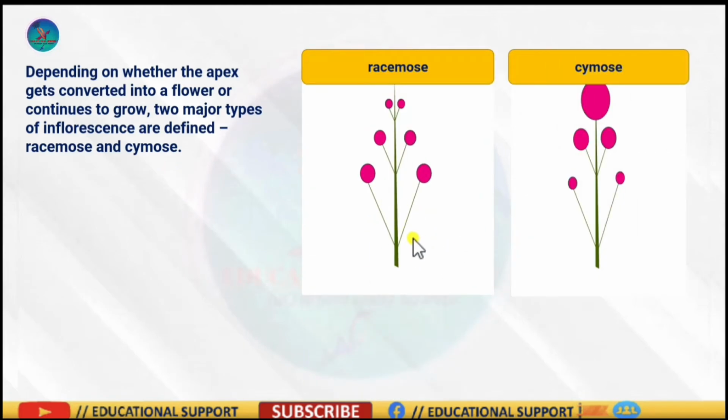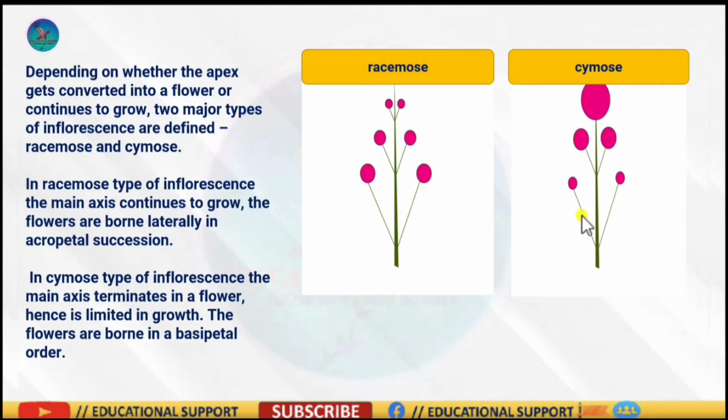In racemose inflorescence, the flowers are borne laterally on the floral axis. And here the floral axis keeps on growing and the flowers develop in an acropetal arrangement. And in cymose inflorescence, the flower is the terminating point of each floral axis. And in cymose inflorescence, flowers follow the basipetal pattern of growth. You can see it here.